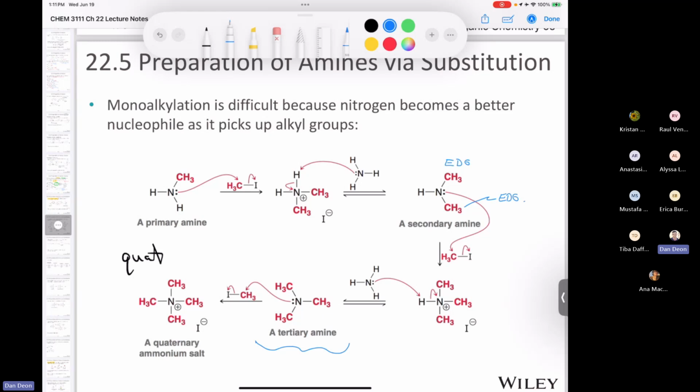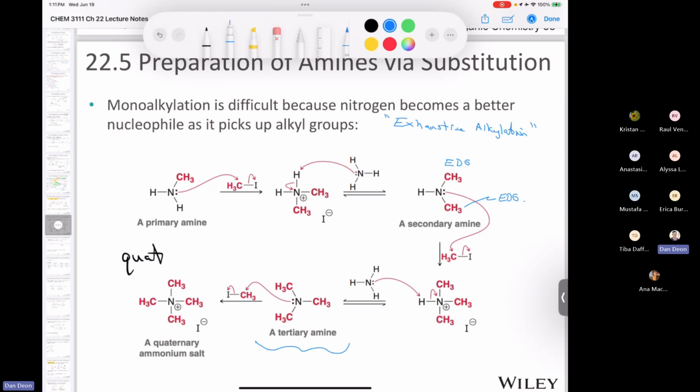And we have a name. If you're like, well, this is the reaction that just keeps going. You're absolutely right. It does just keep going. And we have a name for this. We call this exhaustive, like I'm exhausted, right? Like exhaustive alkylation. It's when the nucleophile just keeps reacting and reacting and reacting with every electrophile that comes along. It's exhaustive alkylation. It doesn't stop, okay, until you get to a quaternary ammonium salt.